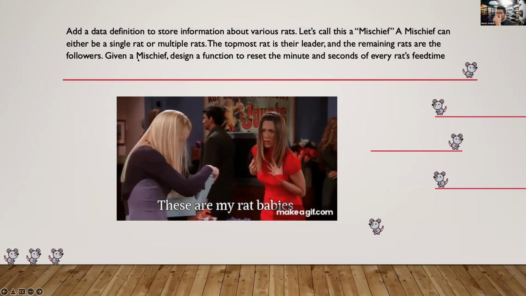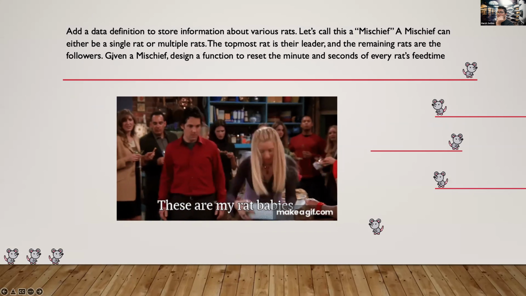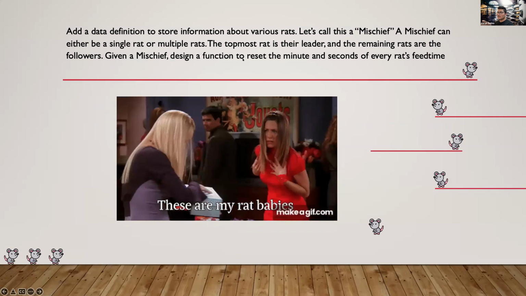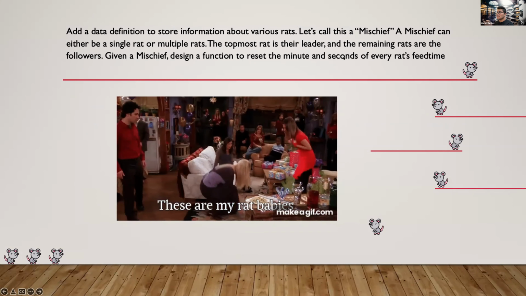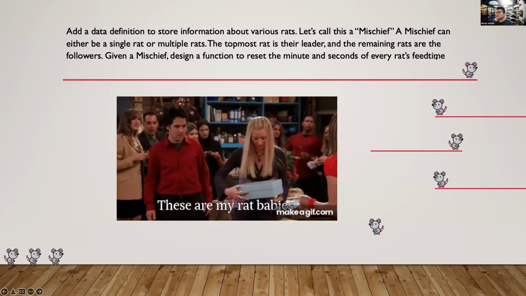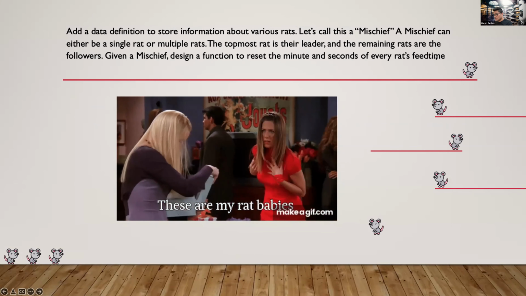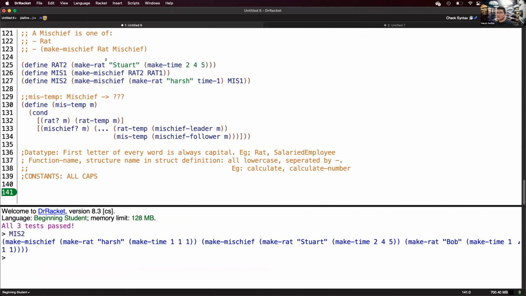Okay. So the next thing we have to do is, given a mischief, design a function to reset the minute and the seconds of every rat's feed time, right? So we have multiple rats, and given mischief 2, every rat needs to have the hour the same, but the minutes and seconds change to 0.